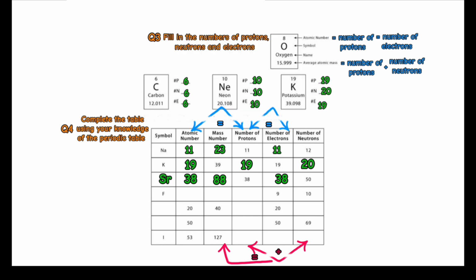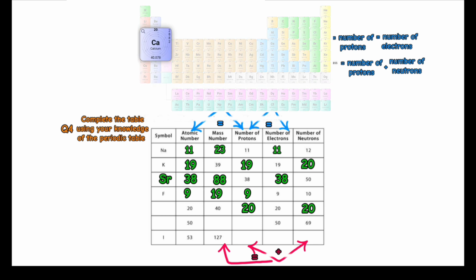For the fluorine element, because the number of electrons is 9, the number of protons is 9 and the atomic number is 9. And the mass number is the number of neutrons and protons, equal to 10 plus 9 equal to 19. The next unknown element has 20 protons because the number of electrons is 20. And the number of neutrons is equal to the mass number minus the number of protons, equal to 20. From the periodic table, according to the atomic number of 20, this element is calcium.